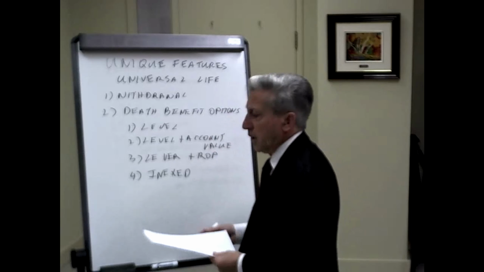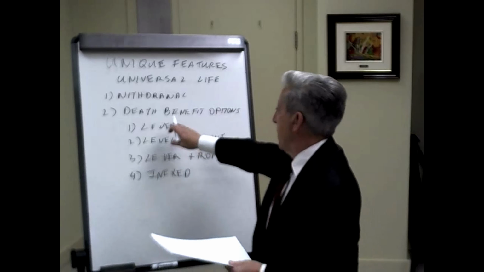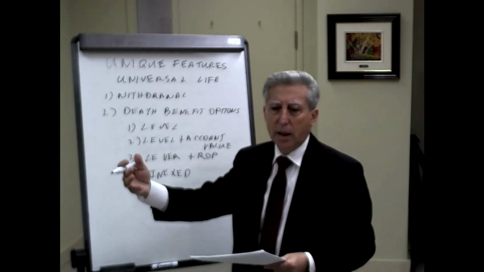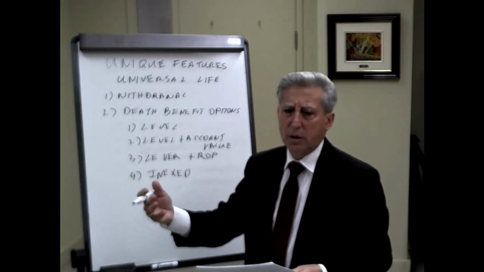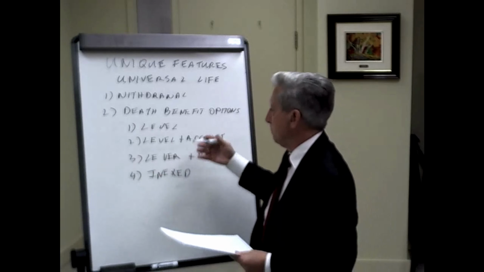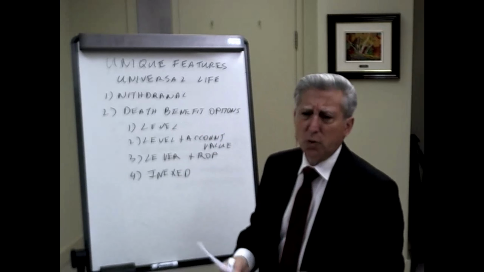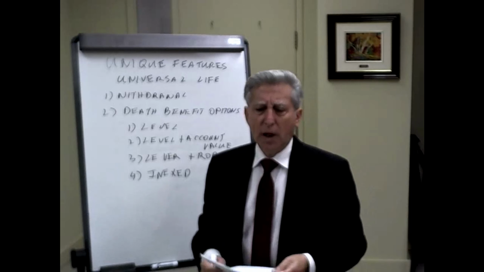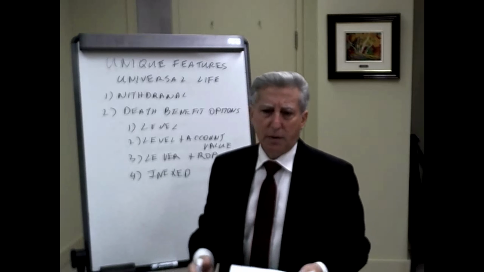The other features that are available on Universal Life are the death benefit options. In other words, there are a number of different ways of coverage that you could actually get, depending on your particular circumstances. So let's take a look at the four of them. Level, first of all. So let's say again you've got $500,000 for the coverage. You pass away, you get $500,000.